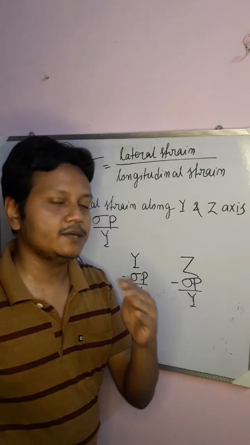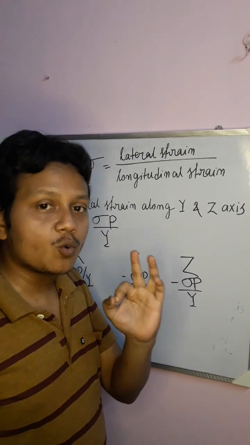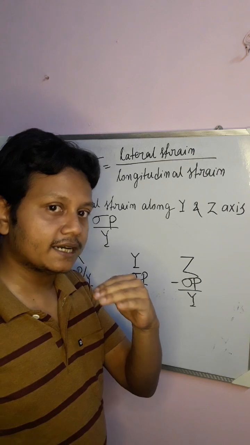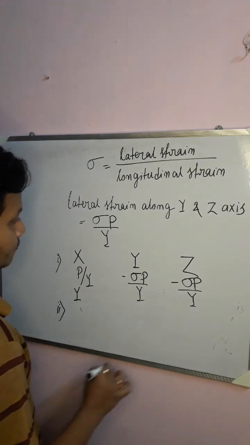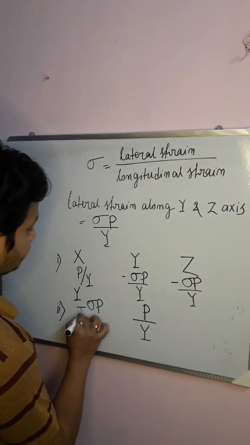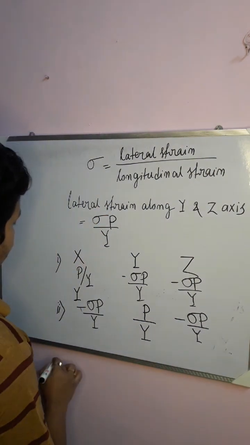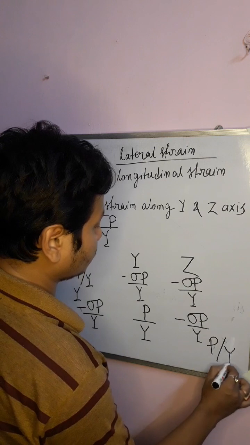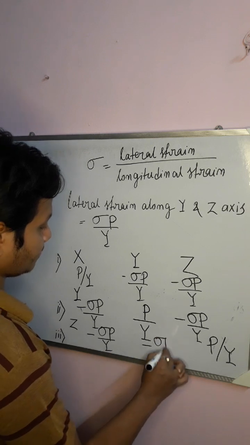Similarly, if we apply the same force along the y-axis, P by Y amount of extension takes place along the y-axis, and minus sigma P by Y amount of contraction takes place along the x and z axes. Likewise, if we consider the z-axis, then due to this force P by Y amount of elongation takes place along the z-axis, and sigma P by Y amount of contraction takes place along the x and y axes.